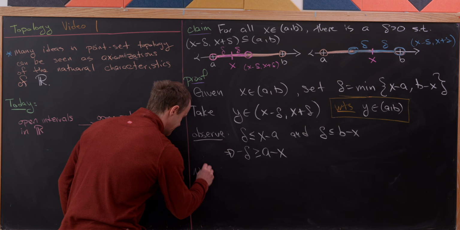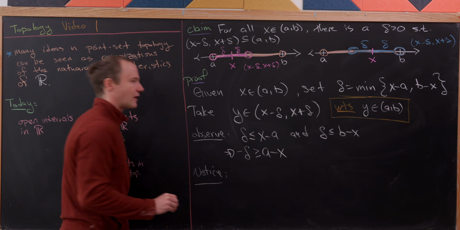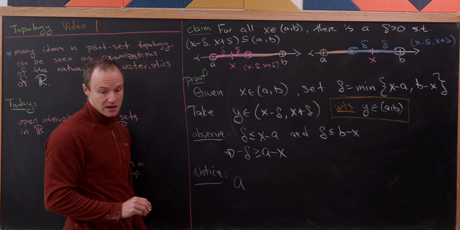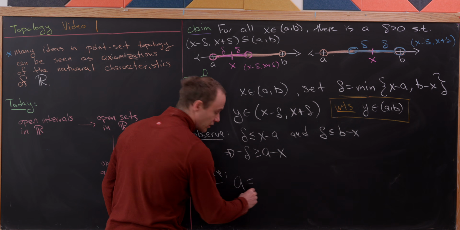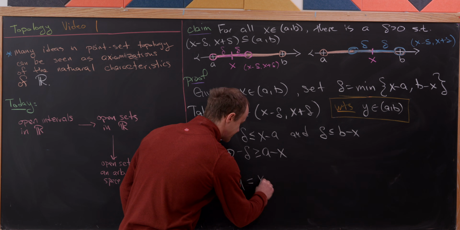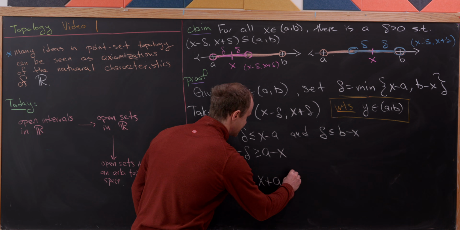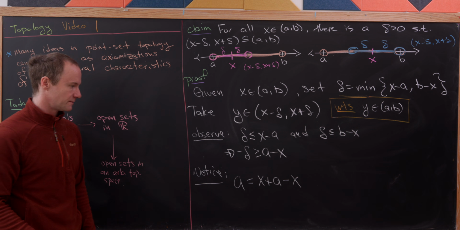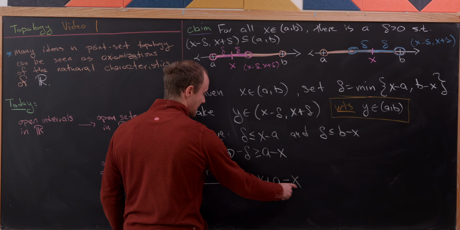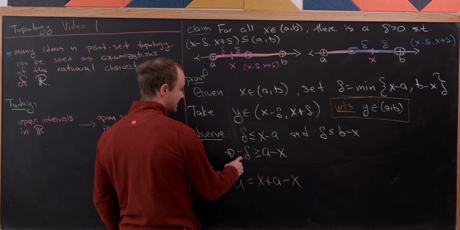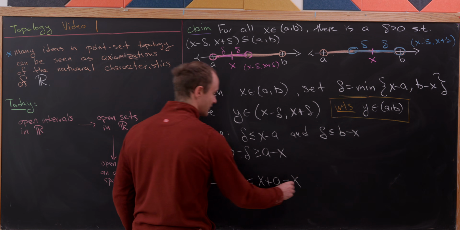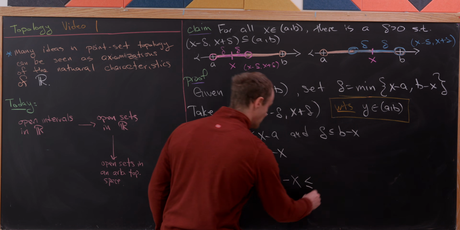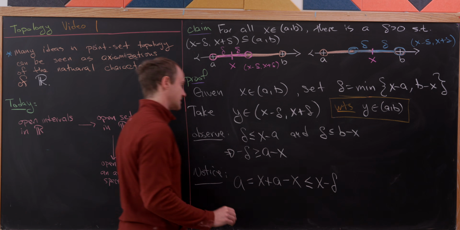Okay, so now let's notice the following calculation finishes it all off. Let's observe that a is going to be equal to x plus a minus x. Okay, so I think that's pretty clear. We just added 0. But now we can replace this a minus x with this minus delta, and that pushes everything bigger. So this whole thing is going to be less than or equal to x minus delta.